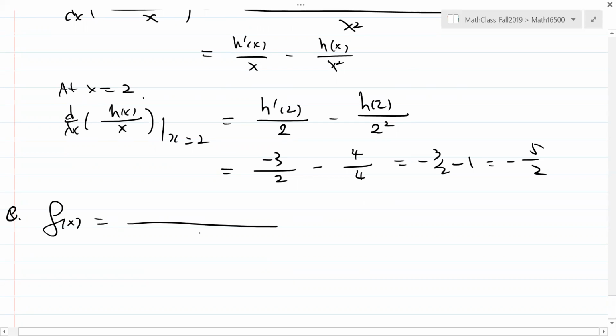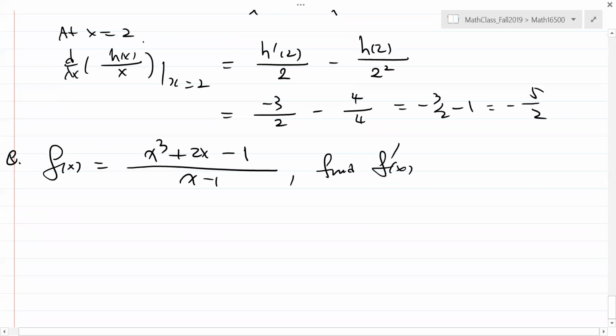f of x equals x cubed plus 2x minus 1 over x minus 1. Find the derivative. You may ask, how can I simplify this function? Well, if you don't want to, it's fine. Just use the quotient rule to find the derivative. You still can simplify a little bit.